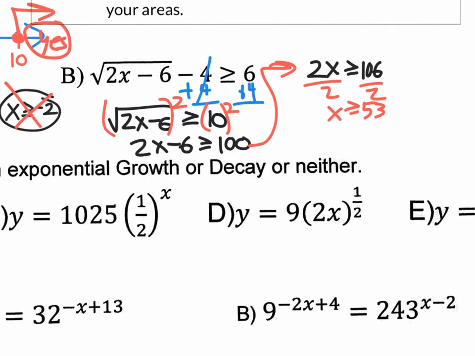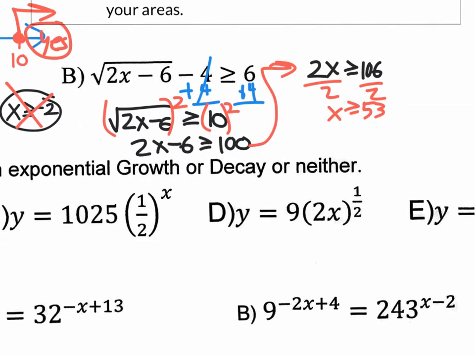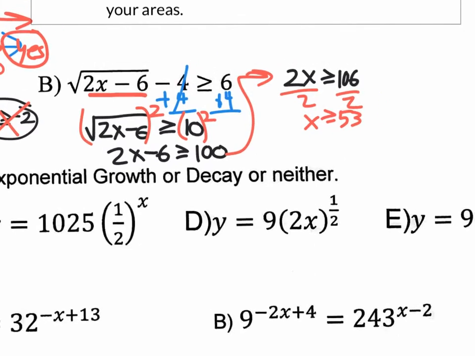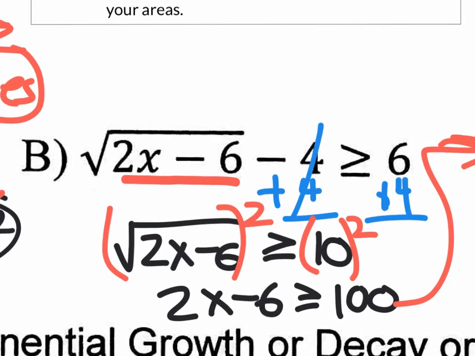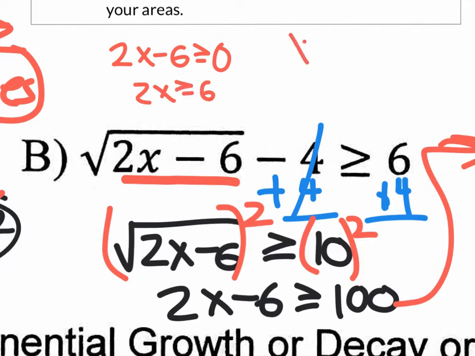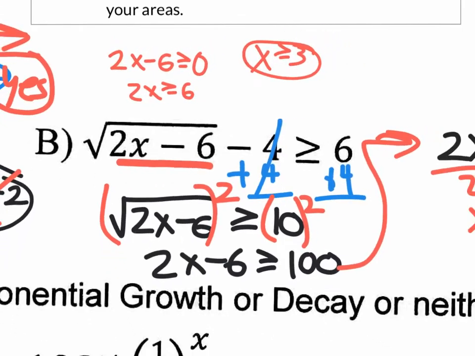And we also need to go back to the inside of the square root and make that to be greater than or equal to 0. So let me zoom in here. Let's make that to be greater than or equal to 0. So we will have 2x minus 6 is greater than or equal to 0, which means that 2x is greater than or equal to 6, which means that x is greater than or equal to 3. So there's another answer right there. So we have our two answers.